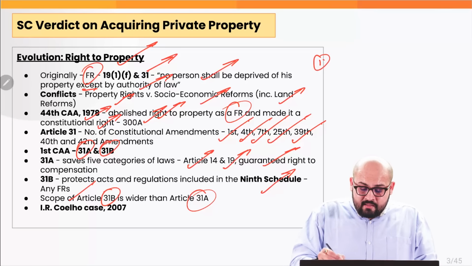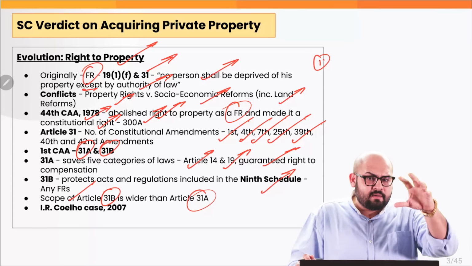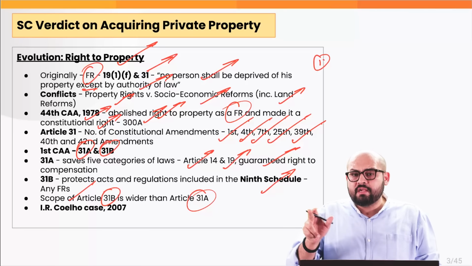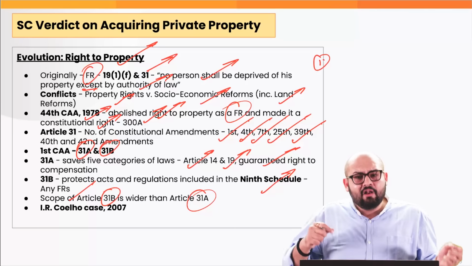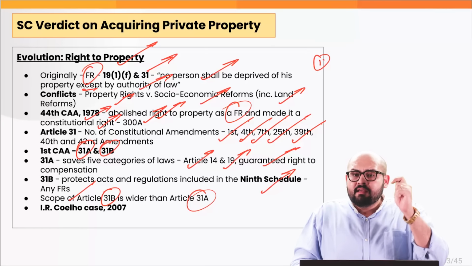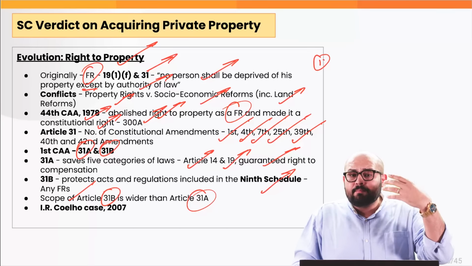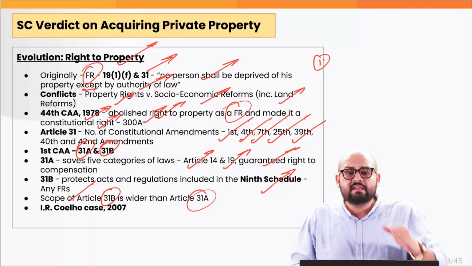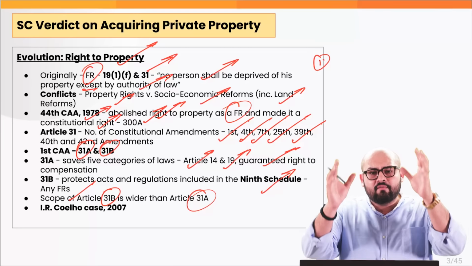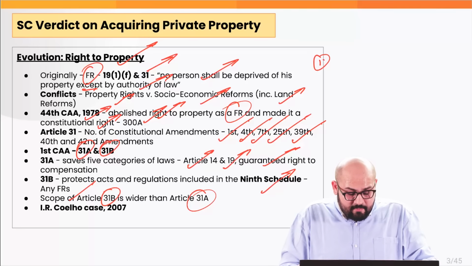First, because only 5 categories of laws are protected in Article 31A, right? Whereas in 31B, any law can be put in the 9th schedule. Second, in 31A, the protection is only provided for Article 14 and Article 19, whereas in 31B, the protection is provided for any of the fundamental rights. So you just need to remember that.